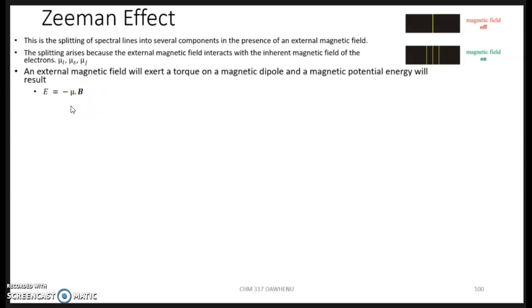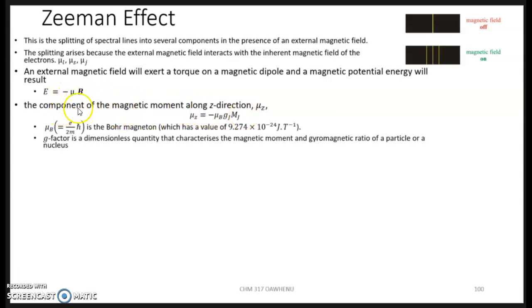Generally, in the presence of an external magnetic field, a magnetic dipole has energy that is equal to minus mu dot B, where B is the magnetic field strength. So, in the lab frame, mu is a vector quantity that can point in the x, y, and z direction. So in the lab frame, we often consider z, and the magnetic component along the z direction is minus mu B g_J m_J, where mu B is called the Bohr magneton. It's a constant. g is the g factor. It characterizes the magnetic moment of a particle or the nucleus of any particle that has magnetism. So this is g_J because we're considering the g factor for the total angular momentum.